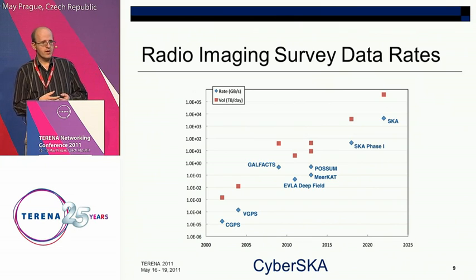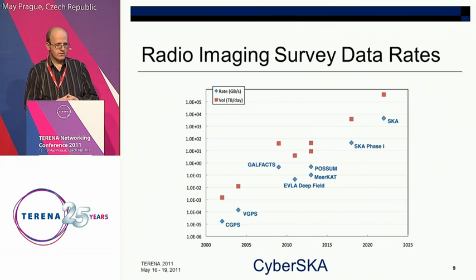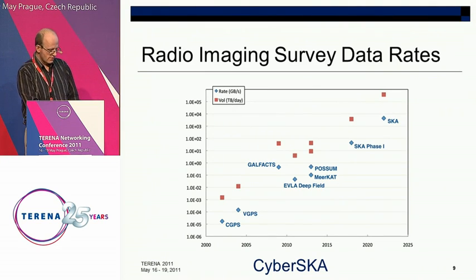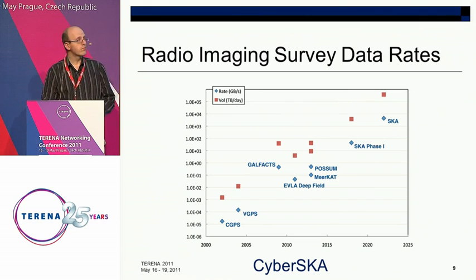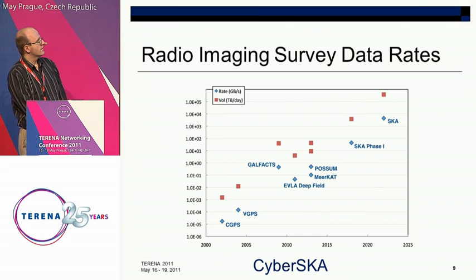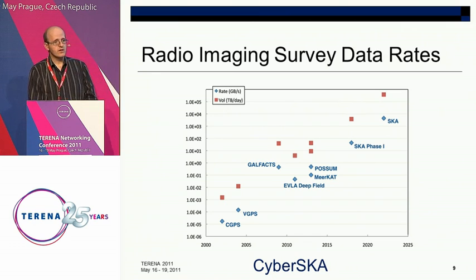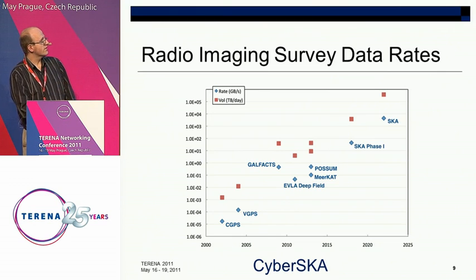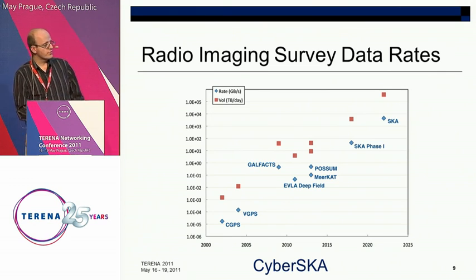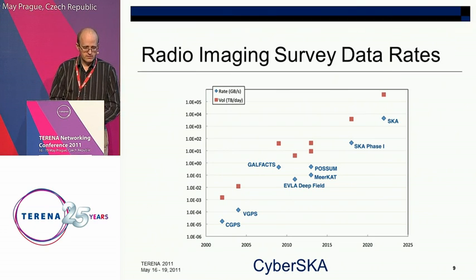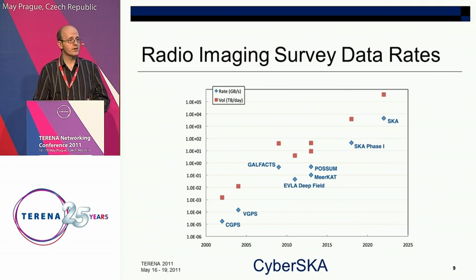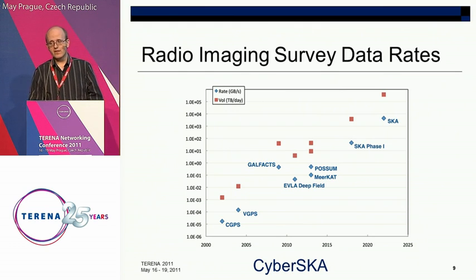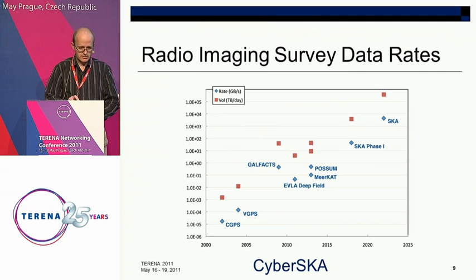So, some example radio imaging survey rates and data and where that's going. Currently, the area right here is kind of where we are now. GALFACTS is one such survey collecting data off of the Arecibo Observatory in Puerto Rico. EVLA Deep Field, that's an array in New Mexico. MeerKAT is the South African telescope that they're building right now. POSSUM would be a survey that will be conducted on ASKAP, the Australian telescope. So data rates are continually rising. Once it gets to the SKA, we're going to be dealing with phenomenal data rates that are going to be very big to deal with.